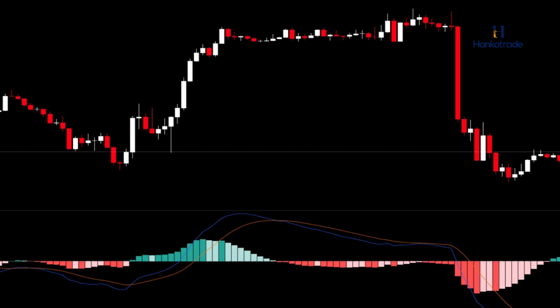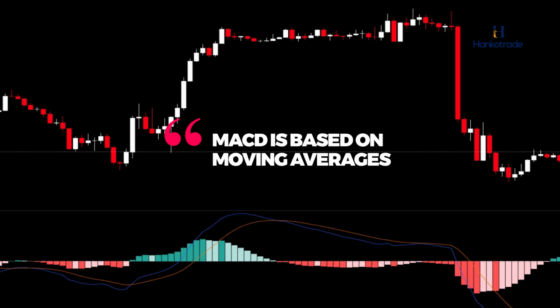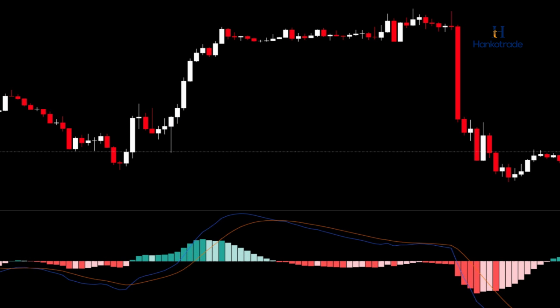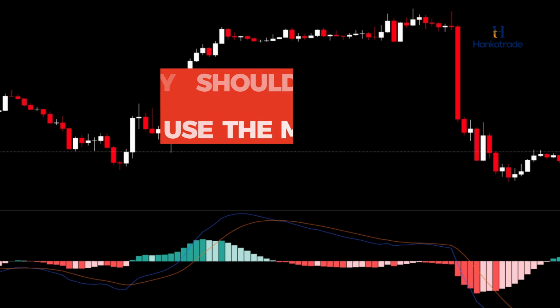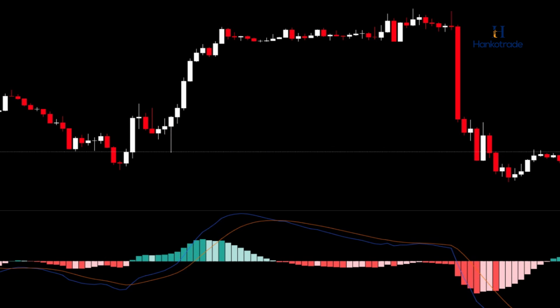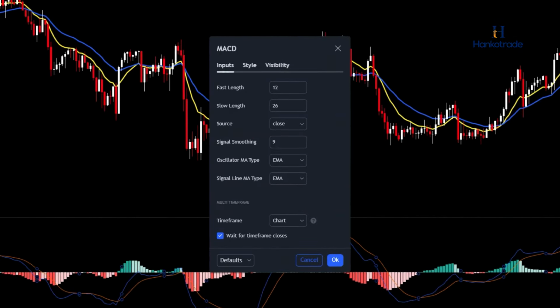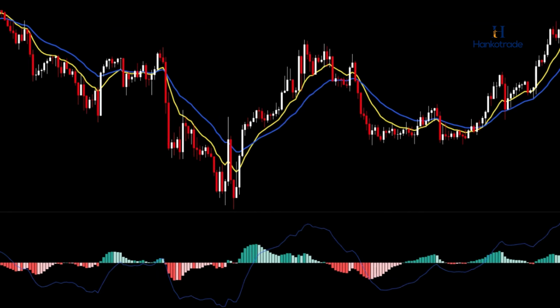Now, we've already established that the MACD is based on moving averages. So the question arises, why should you use the MACD rather than just relying on moving averages? Well, let me provide you with a quick comparison. Here we use the default settings for the MACD configured as 12 and 26. Additionally, two exponential moving averages are set to the same values, 12 and 26.